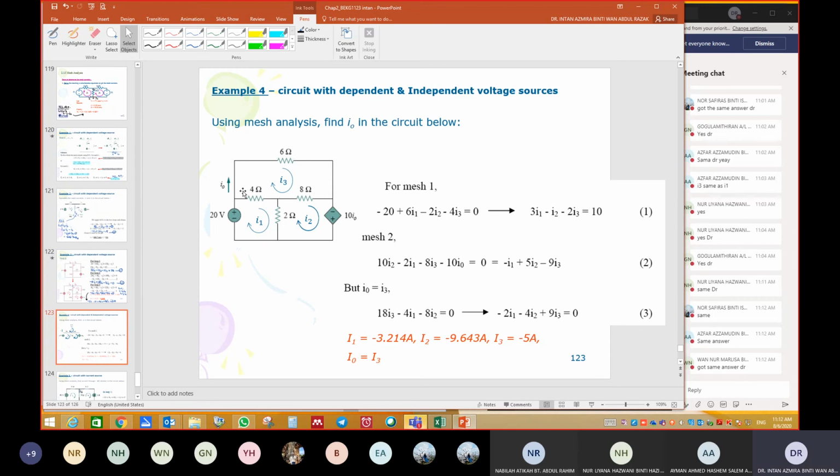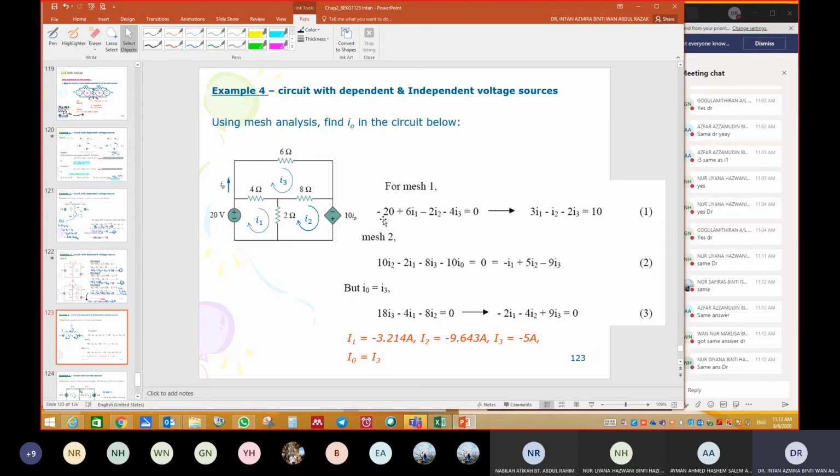Find I0. Where is I0? Now we know that I0 is equal to I3. Okay, Diana. I0 is equal to I3. Okay, so now let's write the equation in the first loop. You can write the KVL equation as the original step. Okay, it's okay, never mind. Or you can just go to the express approach.